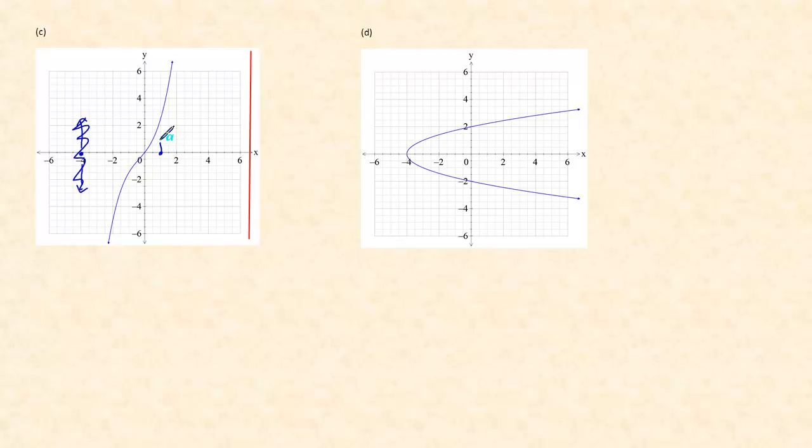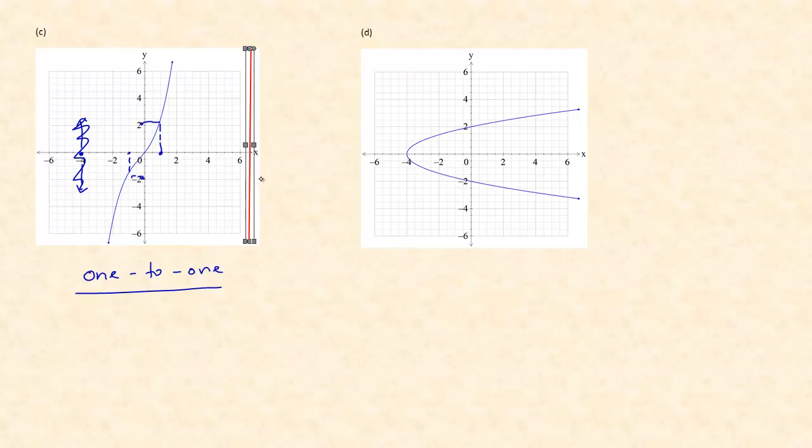If we take two different values of x, anywhere here, they're going to give different values of y. So this is a 1 to 1. Every single value of x gives rise to a different value of y.